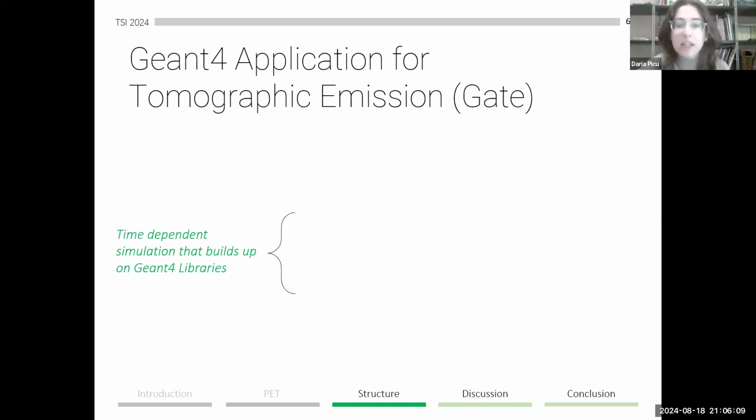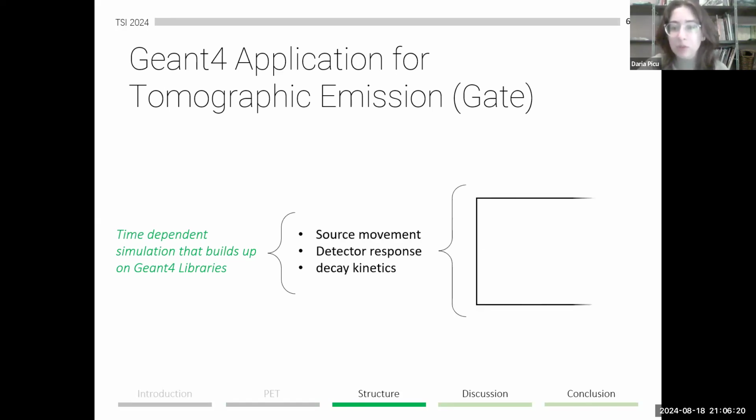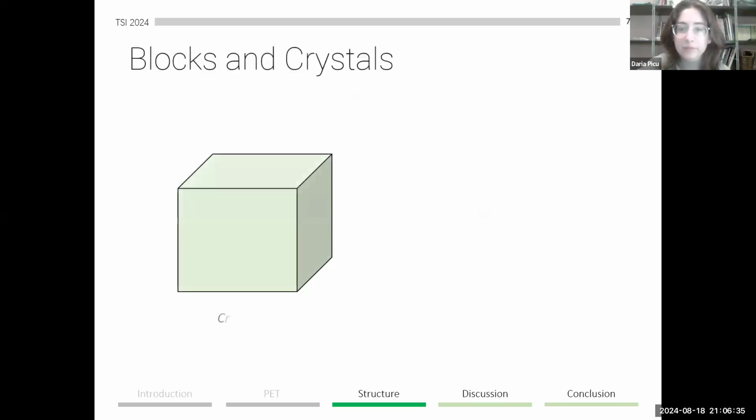First, GATE. GATE is the GEANT4 application for tomographic emission, and it's dedicated to medical imaging and builds on the GEANT4 libraries. The simulation allows users to accurately model source and detector movement as well as decay kinetics, which make it possible to simulate time curves. Users define the geometry of the device, and GEANT4 simulates and records particle interaction histories, known as hits, that occur within the detector. In this project, we utilized the GATE simulation packages to visualize the PET system.